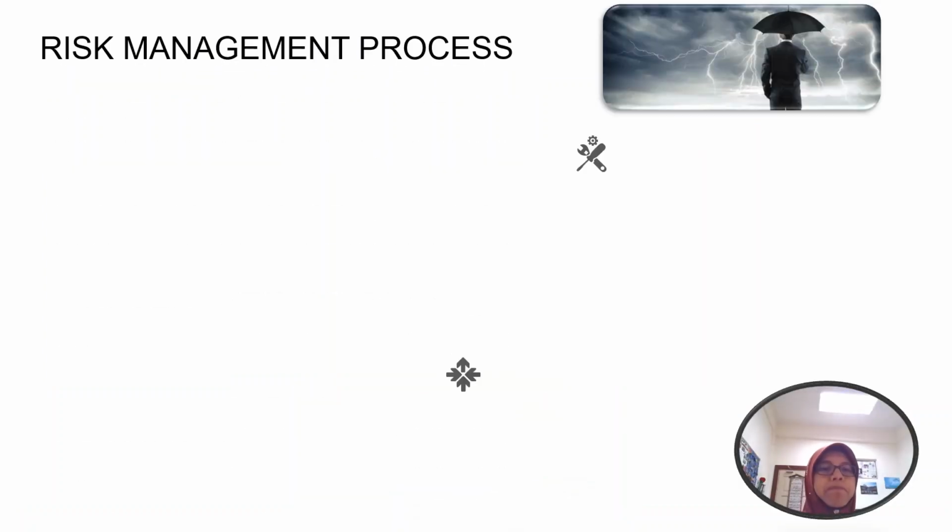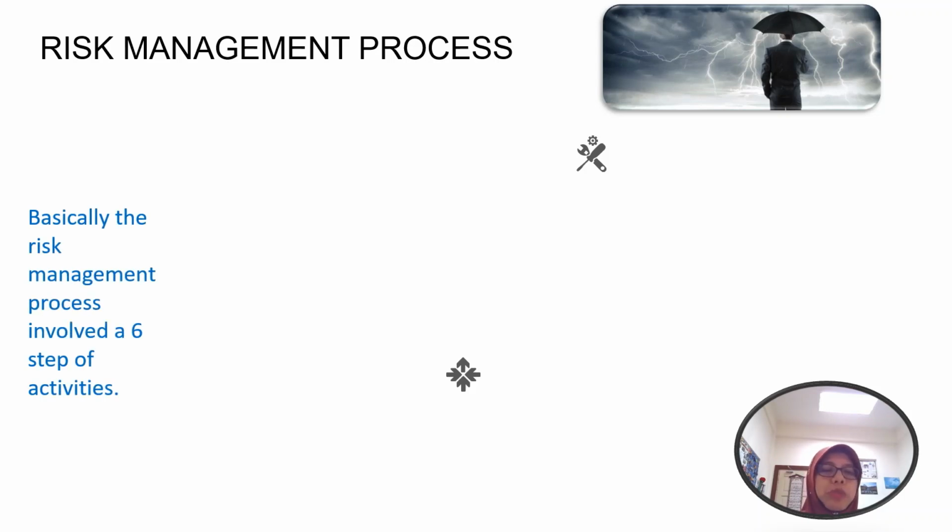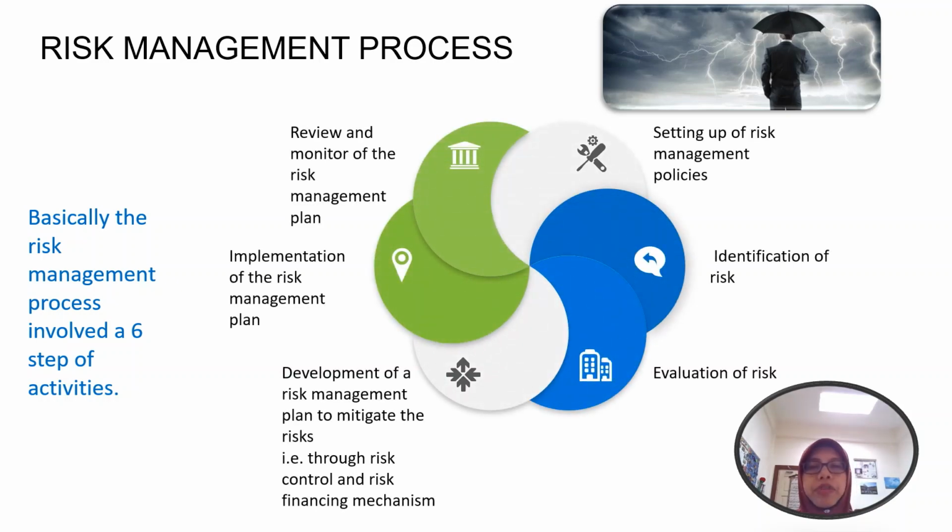Risk management process. Basically, the risk management process involves 6 steps of activities. What are the 6 steps? Okay, first, setting up of risk management policies. Any kind of institutions, companies, corporations, businesses need to set up risk management policies first. And then they can identify the risk. They identify what kind of risk they face, because different companies have different natures of risk. So they need to identify the risk first, and then third, they need to evaluate the risk.